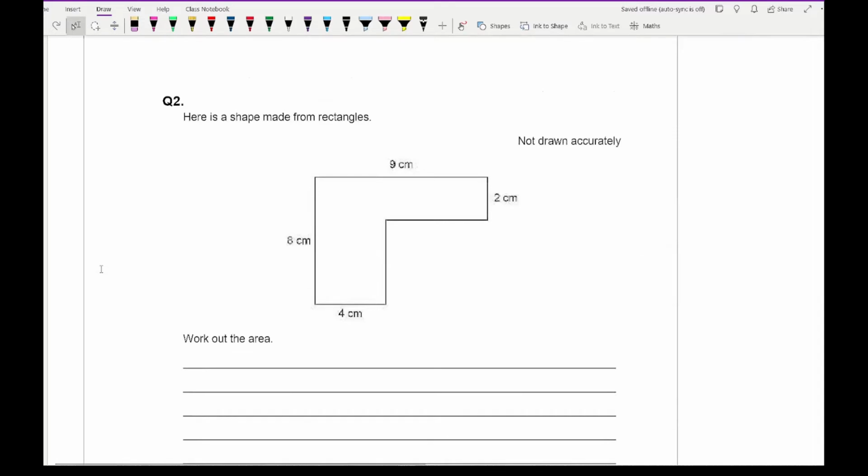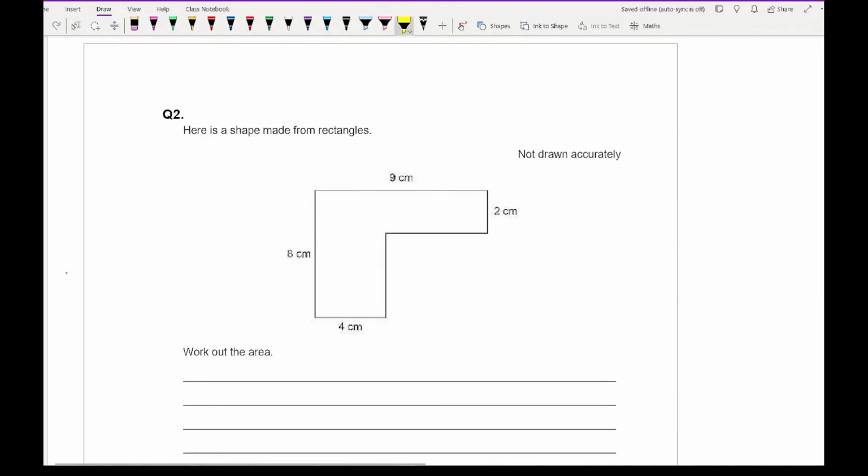Moving on to question 2, another compound area question. So again, what we want to do is split this L shape into 2 separate rectangles. So I'm going to go for this here. Now if you did it the other way, so for example, if I split it like this, I'll end up with different working out, but the answer should be the same. So from this, well, this top rectangle is going to be 9 times 2, which is 18. And then working out what this length is, well, 8 take away 2 is 6, so that must be 6.